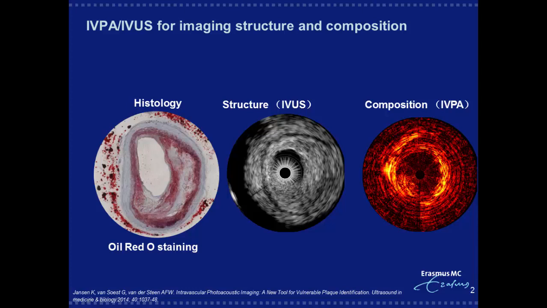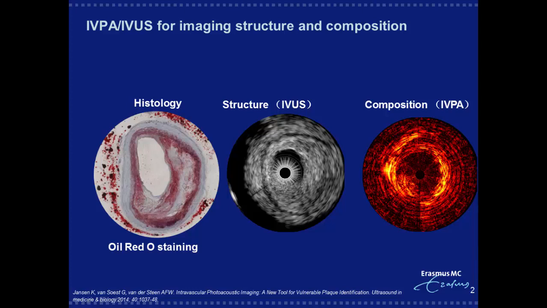And as we know, acute cardiac events following the rupture of unstable plaque are the leading cause of death and disability in the developed world. And to identify this unstable plaque, it requires both structure and composition of the artery wall. Combining photoacoustic and IVUS imaging is really a great tool for that.